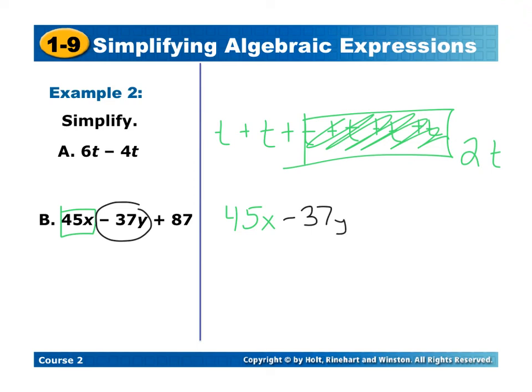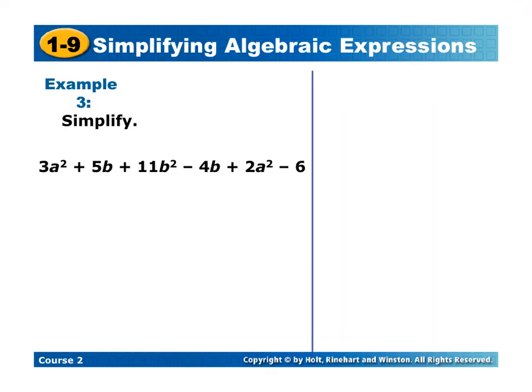And now lastly, we have plus 87, which would be a constant. Since there aren't any other constants, it's going to stay. If you notice, our simplified one is the same as the beginning, so we could simply just write simplified when we look at it. Now let's try one that's a little bit more challenging. If you're up for the challenge, go ahead and pause the video and try this one out on your own.